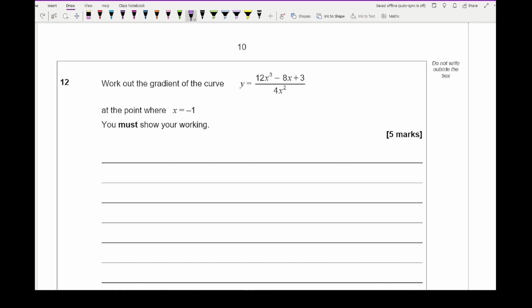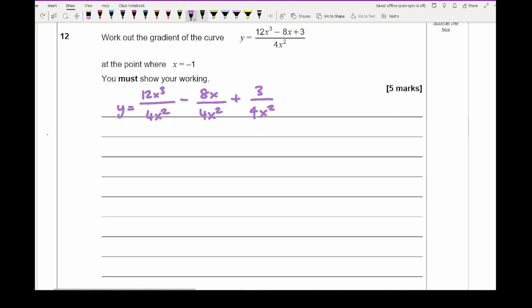So for this, as we've got 3 terms in the numerator, I personally would split this up into 3 fractions. So I've got 12x cubed over 4x squared minus 8x over 4x squared plus 3 over 4x squared. Now by splitting this up, I can individually look at simplifying each of those bits. So I can divide all 3 terms on the numerator by 4x squared. And what you notice is that things do simplify. So here 12 over 4, well that 4 cancels and I'm left with 3. And then x cubed divided by x squared is just going to leave me with an x.